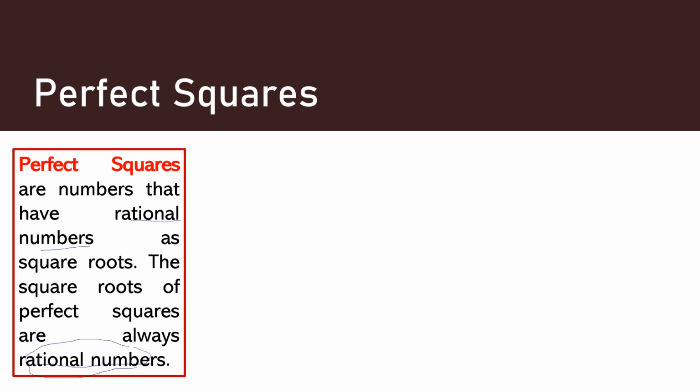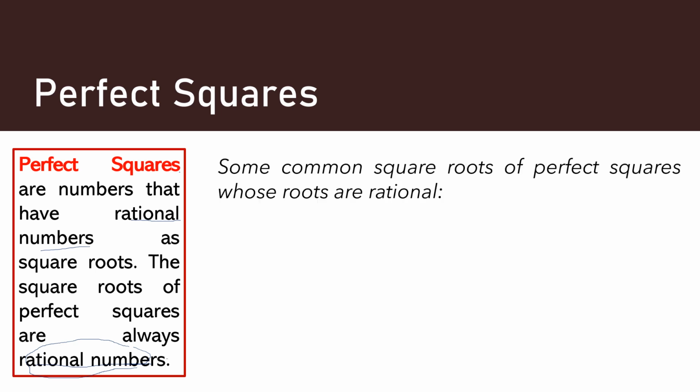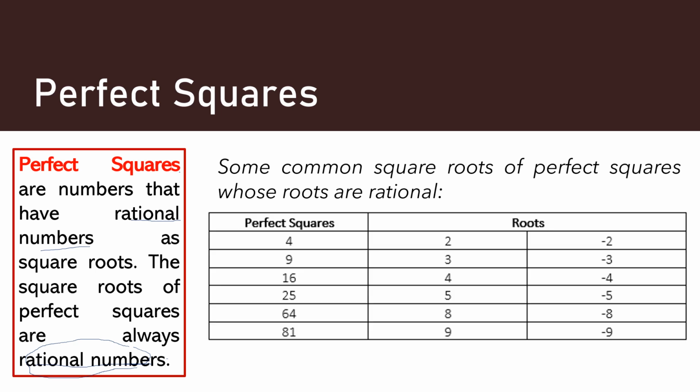To have a quick preview of what rational numbers are, this includes whole numbers, integers, as well as decimals and fractions. So we can obtain those rational numbers. Some common perfect squares whose roots are rational, here are some examples.